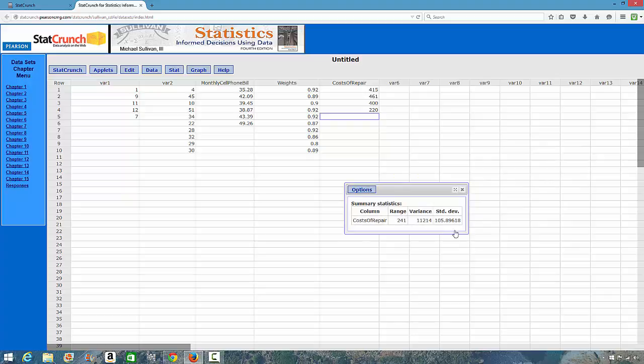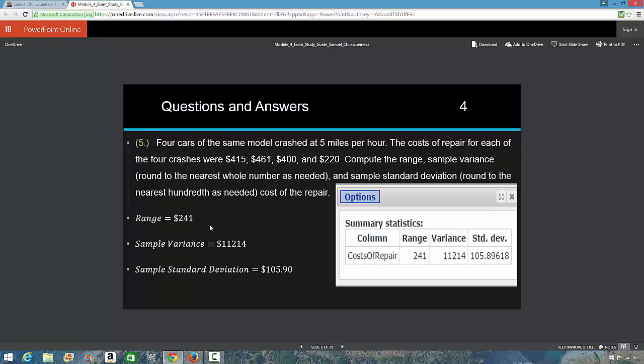So this is what we have here, and then you round the variance to the nearest whole number. Okay, which is still a whole number anyway, and you round because it says as needed, so it's a whole number already. The sample standard deviation, round to the nearest hundredth.